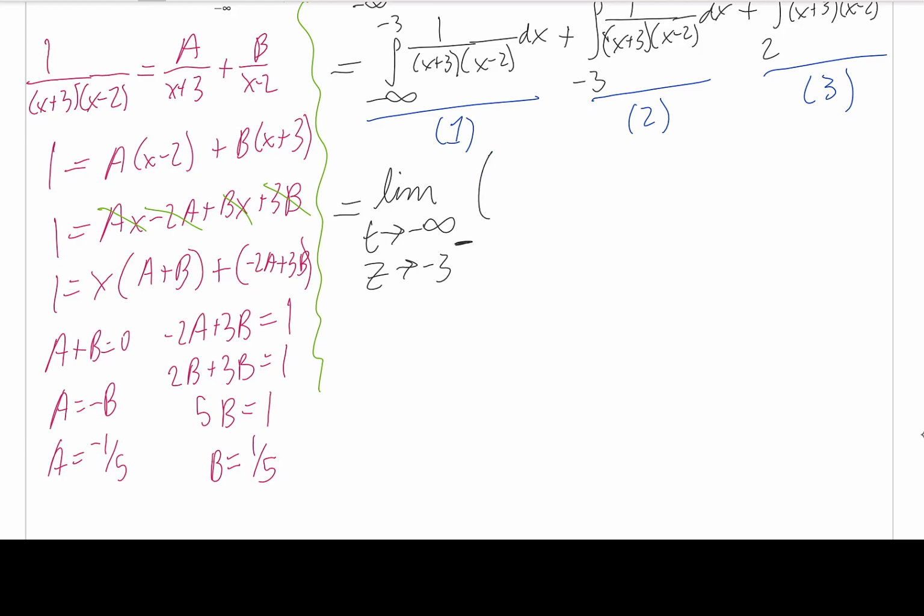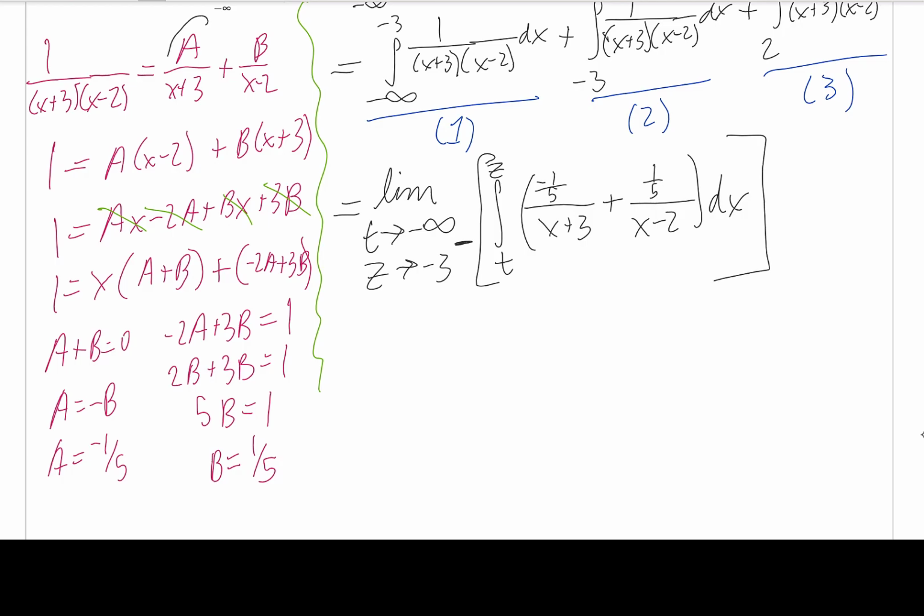This is going to be of, so I should have the integral from t to z of negative 1/5 divided by x plus 3 plus 1/5 divided by x minus 2. Where I'm getting this from is from our a over x plus 3 plus b over x minus 2, and then plugging in the solutions that we got for a and b.